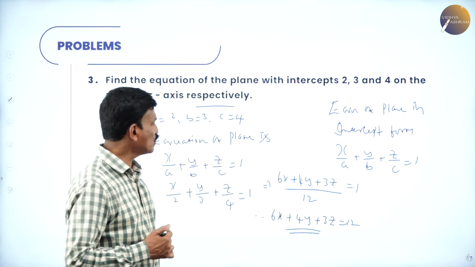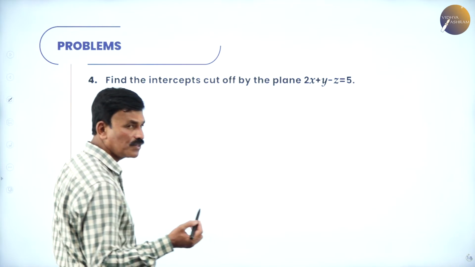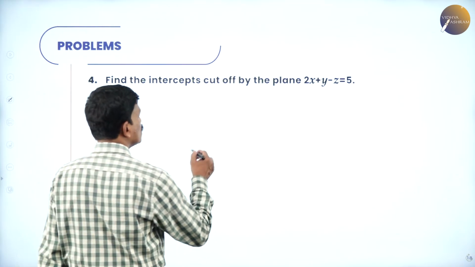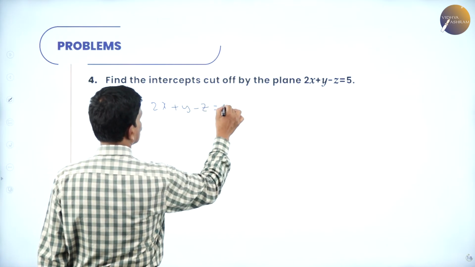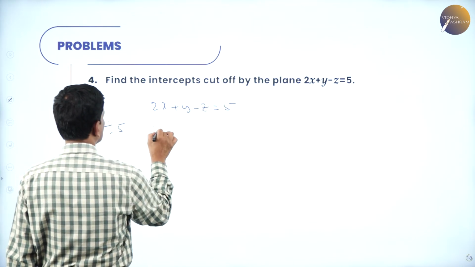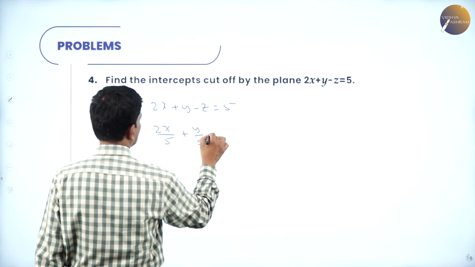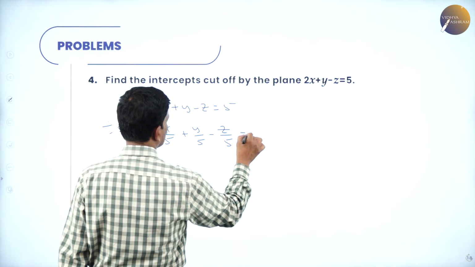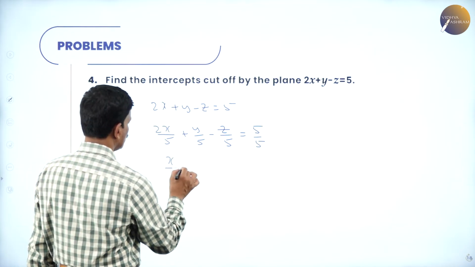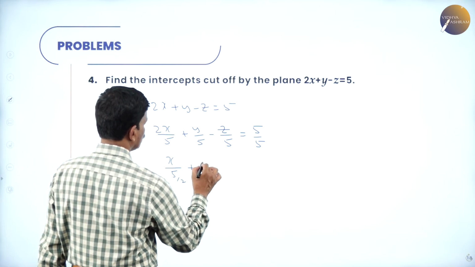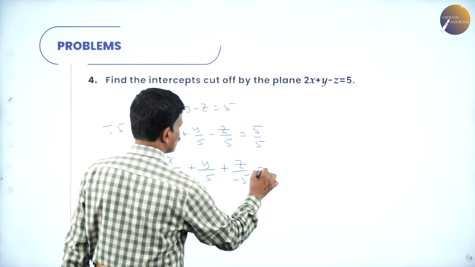Now, let us come to the next problem. Find the intercepts cut off by the plane. So, here we have to find the x, y and z intercepts. What is given? 2x plus y minus z is equal to 5. Divide by 5. So, this is 2x by 5 plus y by 5 minus z by 5 is equal to 5 by 5. This is nothing but x divided by 5 by 2 plus y divided by 5 plus z divided by minus 5 is equal to 1.